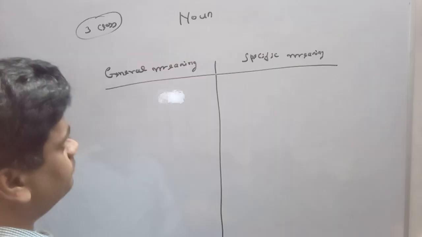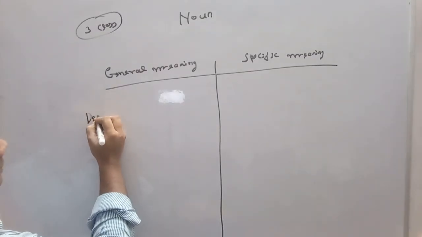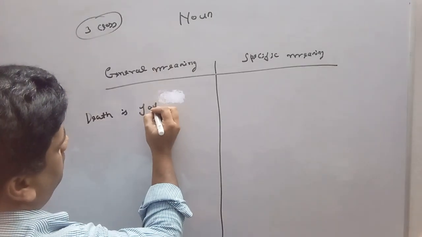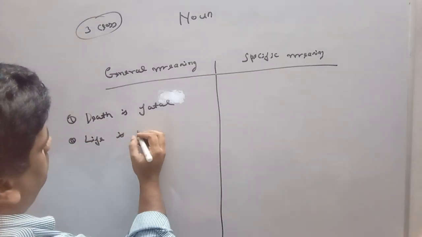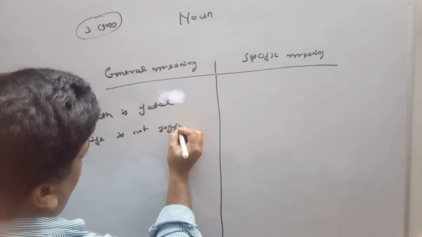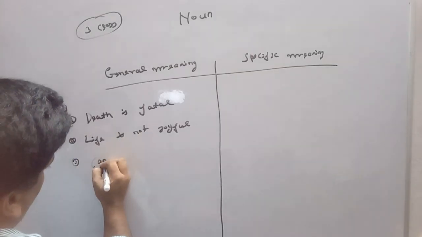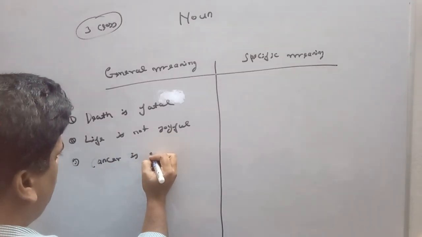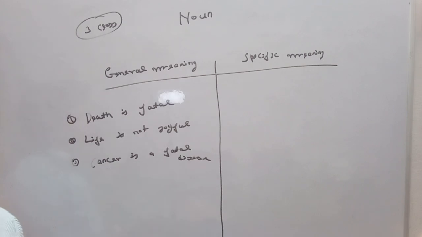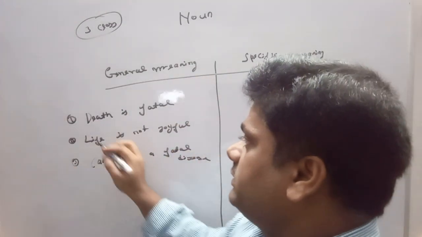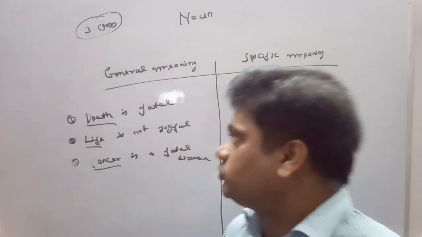If I say, death is fatal, life is not joyful, cancer is a fatal disease. Here the nouns death, life and cancer, here all types of nouns are supposed to express general meaning.